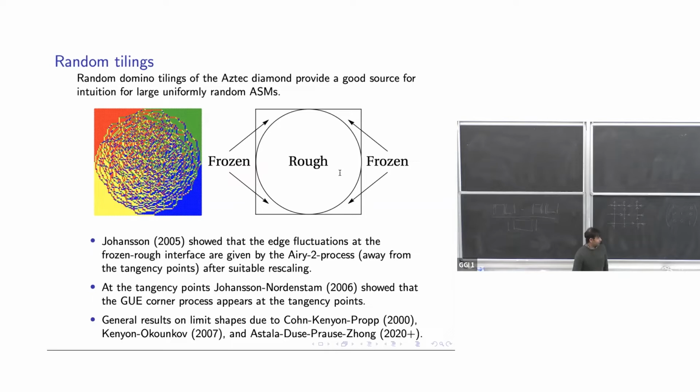So let me just remind you what the Airy 2 process is. I should also mention that there are general results on limit shapes that we saw yesterday, due to Cohn, Kenyon, Propp, Kenyon and Okounkov, and recently Astala, Duse, Prause, and Zhong found some really interesting results on the limit shape and a bit further than the limit shape.